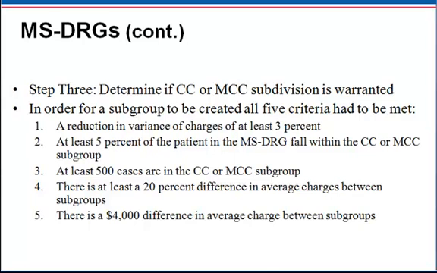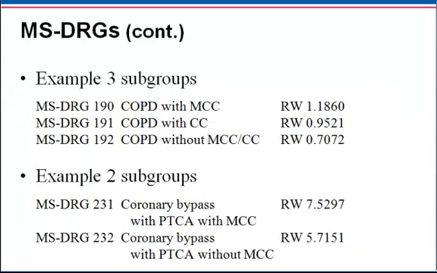So in order for those subgroups to be created, 5 criteria had to be met. A reduction in variance of charges of at least 3%, at least 5% of patients that fall under that MS-DRG have a CC or an MCC, at least 500 cases are in that MCC or CC group. There's at least 20% difference in charges, and there's a 4,000 difference in average charge between the subgroups. This slide is just an example of a few of those subgroups that were created, and you can see the relative weight differences among those.